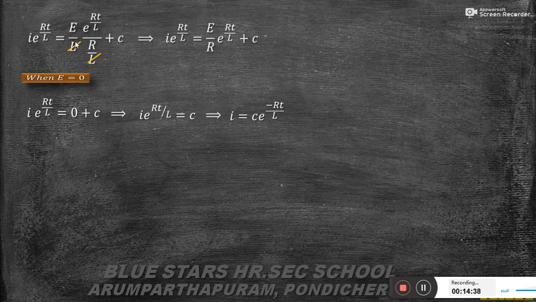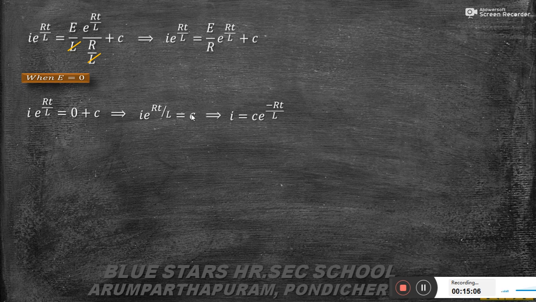So L cancelled. Therefore I into E power Rt by L equal to E by R, E power Rt by L plus C. So now I substitute t equal to 0. So t equal to 0 means I substitute here, I into E power Rt by L equal to, that means, 0 plus C. Therefore I into E power Rt by L equal to C.